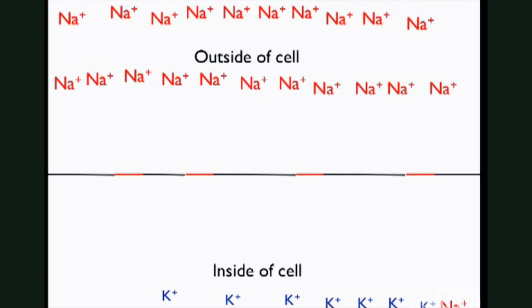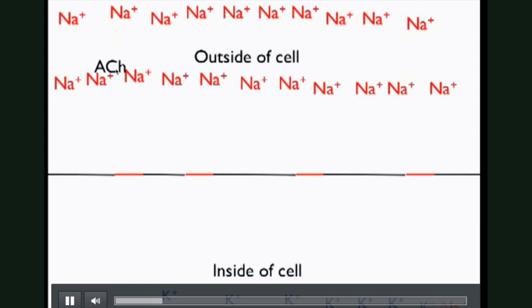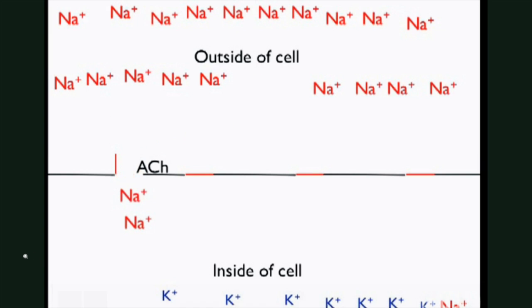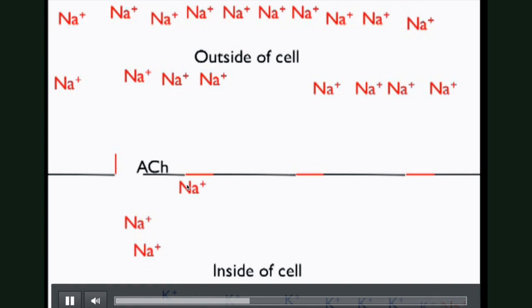And here's another way of looking at the generation of an action potential. I've kind of simplified it. So here's your neurotransmitter acetylcholine. It's going to bind to a chemically gated channel right here. That's going to open, allow sodium to flow in, down its electrochemical gradient. And some of that sodium is going to diffuse down here.